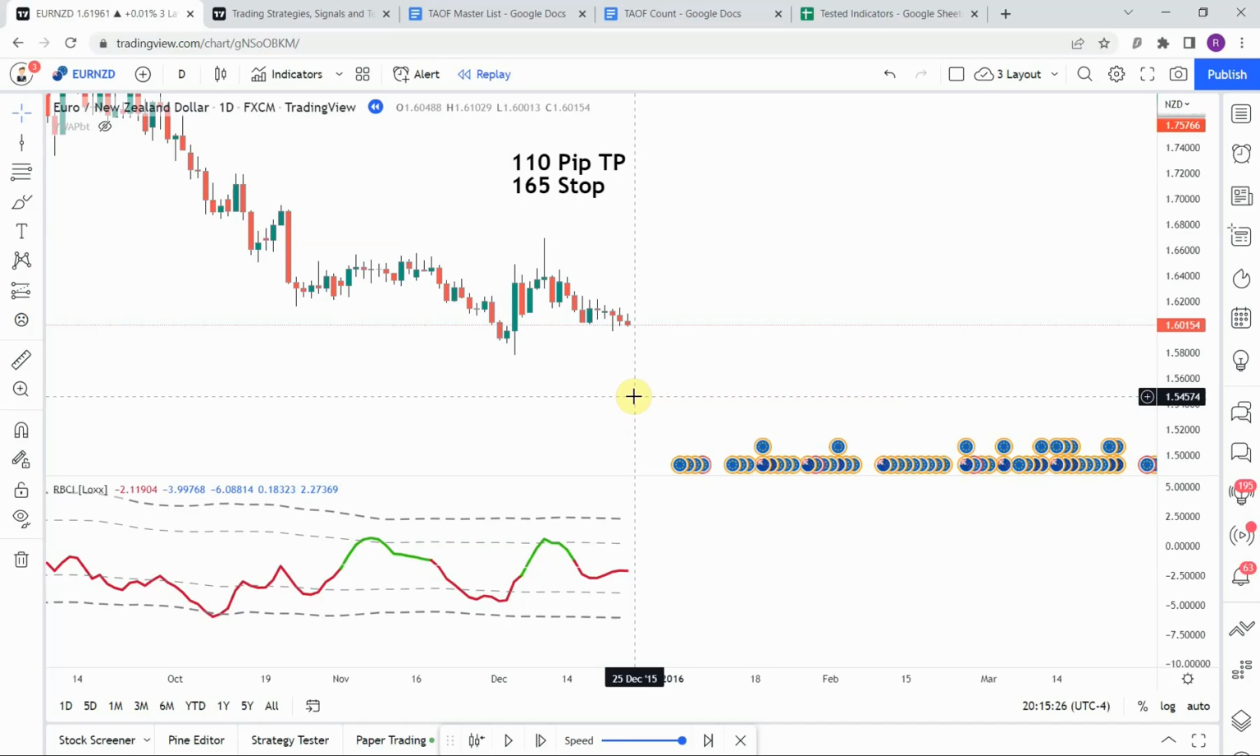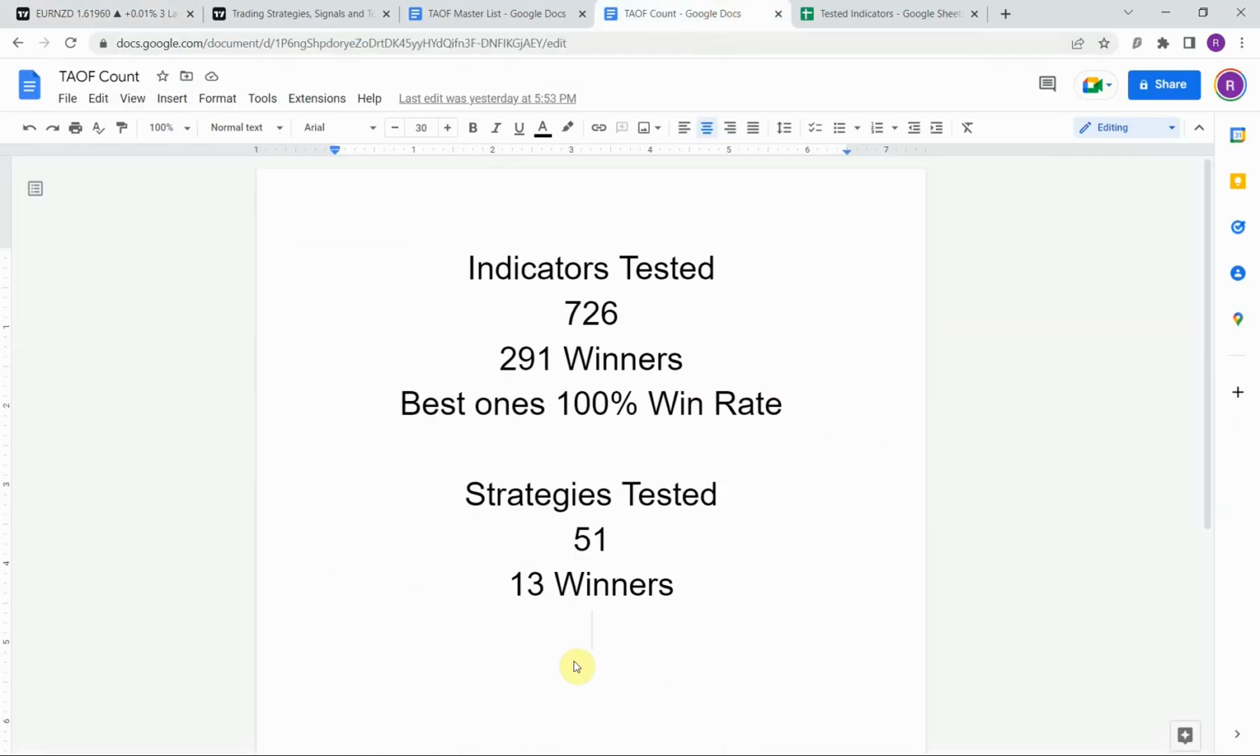Alright, as I said, today we will be testing the range bound channel index with expanded source types. Before we do though, I wanted to put the testing scoreboard up for everyone to see. So to date, we have tested a total of 51 different strategies, with 13 of them being profitable. We've also tested a total of 726 indicators, with 291 of them being winners. The best ones so far were able to achieve a 100% win rate.